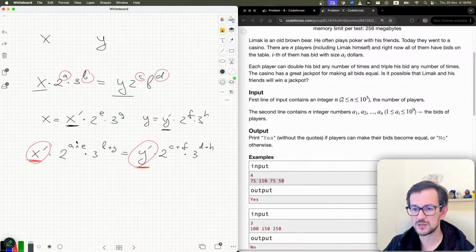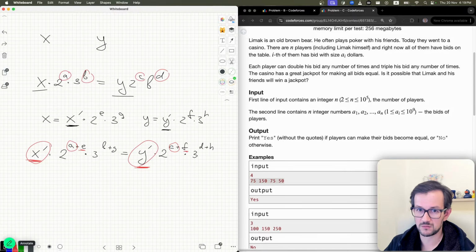Yes. So here you are given numbers E and F, and you need to find numbers A and C. Can you make them such that A plus E equals C plus F? Yes, you always can. You can make one of the numbers equal 0 and the other equal to the difference.